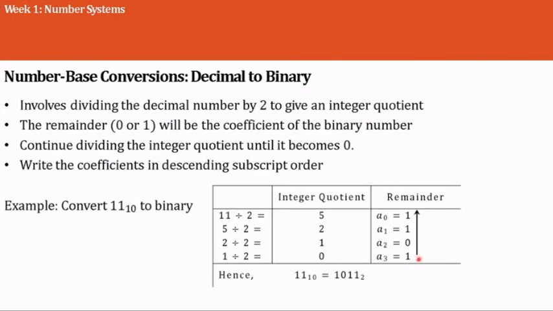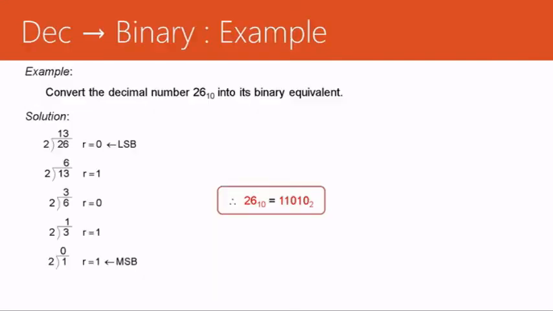And we are going to write it in descending order. So we are going to start to write from A3 going to A0. So we have 1 here, and then we have 0, and then we have 1, and then we have 1 here. Let's have another example.